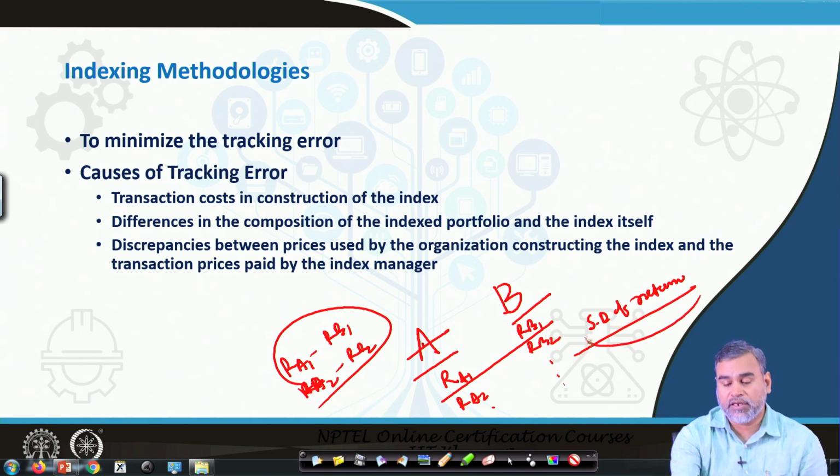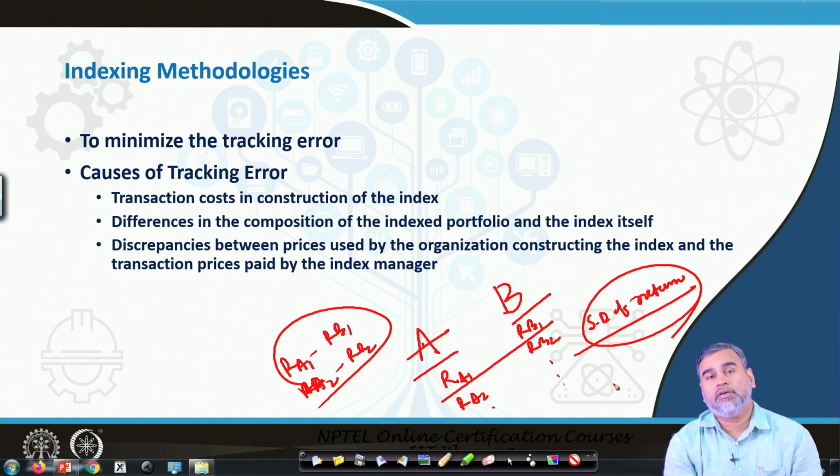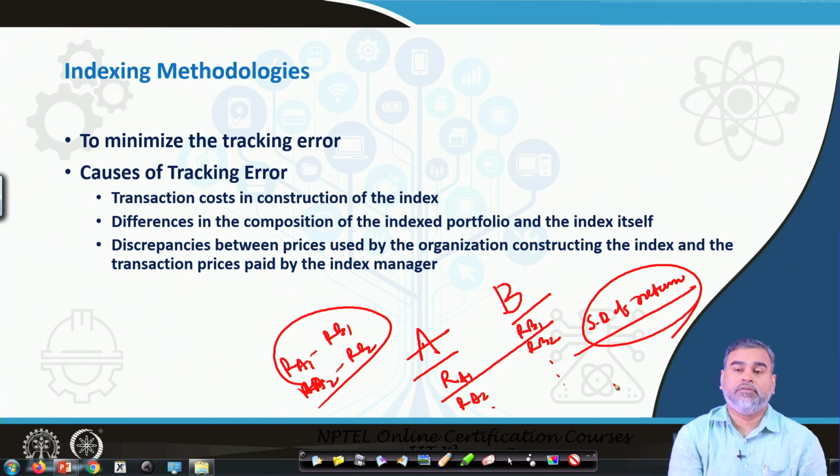So, that is basically called the tracking error. The standard deviation of the return differences between your constructed portfolio and the benchmark portfolio is called the tracking error. Find out these return differences, find out the SD of that over the time period. Then the objective of the portfolio construction is to minimize this tracking error.